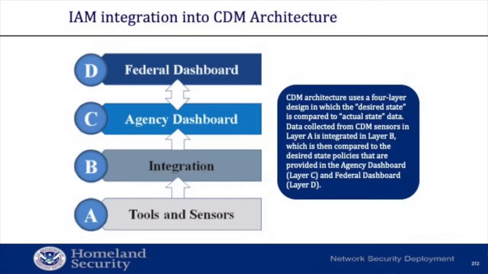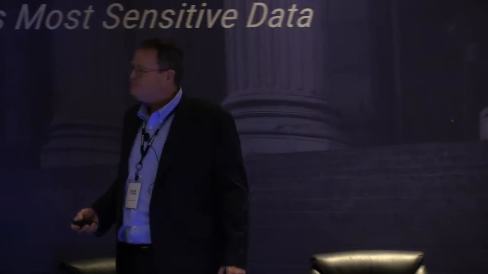So I mentioned earlier, this is kind of the general architecture, A, B, C, D. The tools and sensors are at the A level. That's where we get all the information. We integrate all those sensors at the integration layer. And then that moves up to an agency dashboard where agencies can see their particular risk profile of their assets in their agency, including user assets. And then summary data moves up to the federal dashboard from that.